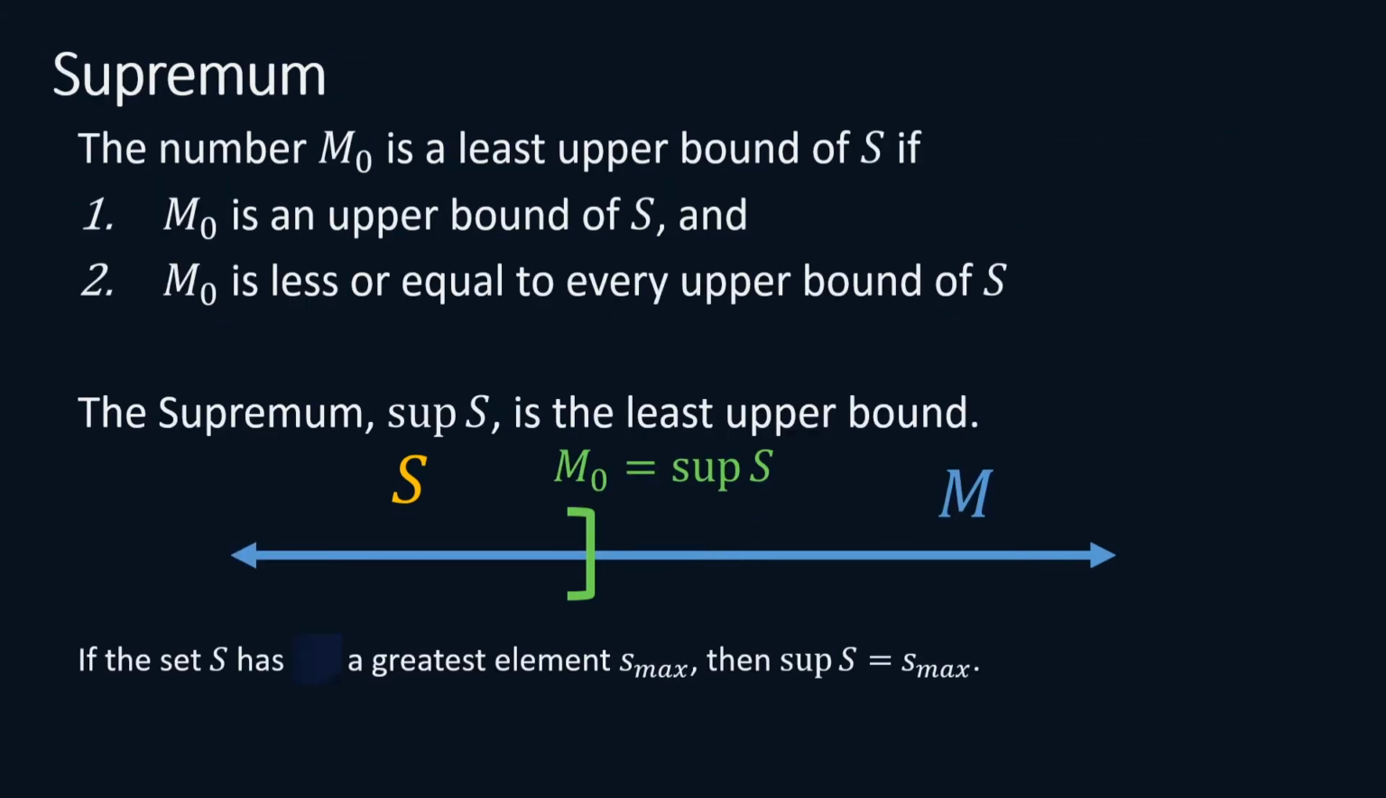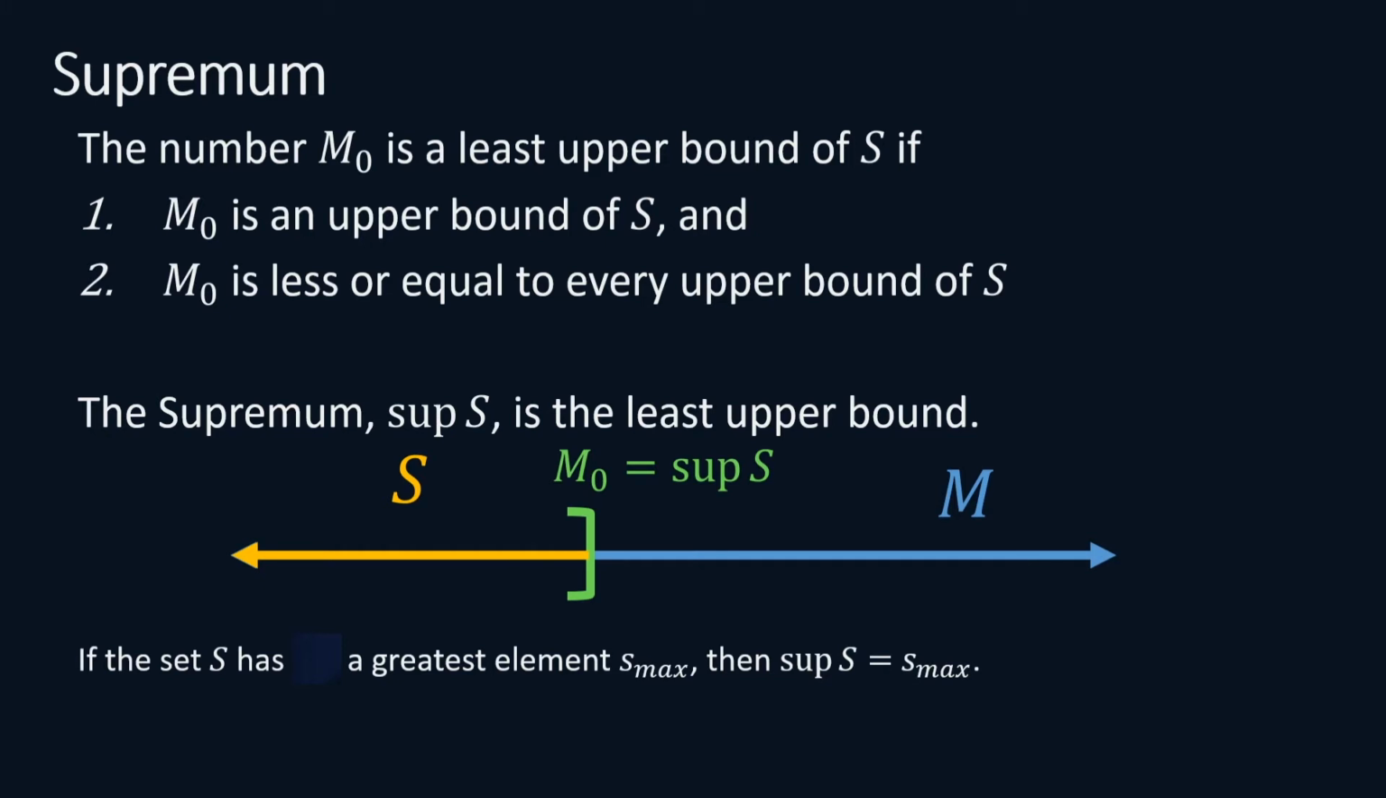If we have infimum as the greatest lower bound, we also have supremum as the least upper bound. Here's the definition. The number m sub 0 is a least upper bound of the set S if number 1, m sub 0 is an upper bound of S, and number 2, m sub 0 is less than or equal to every upper bound of S. In symbols, we write sup followed by the symbol for the set. For this example, we have sup S. That's the supremum of S.